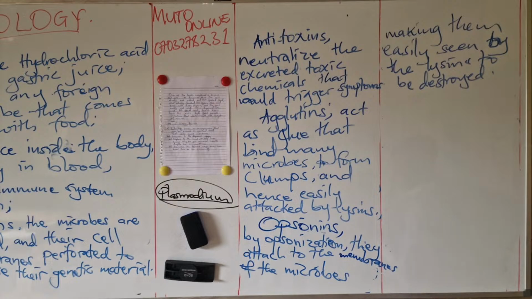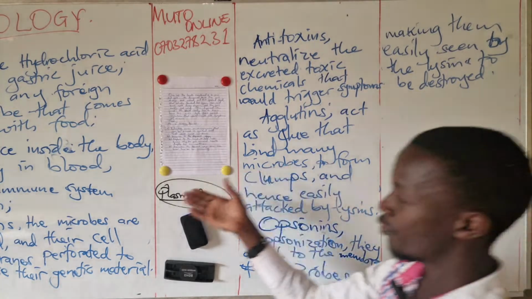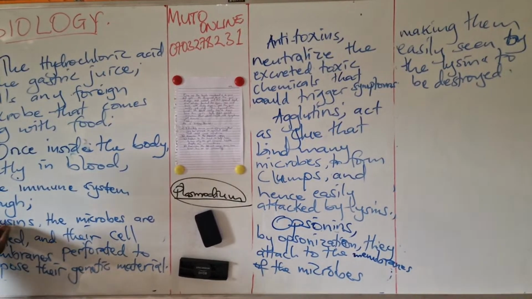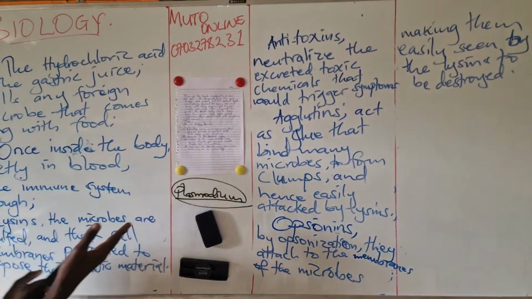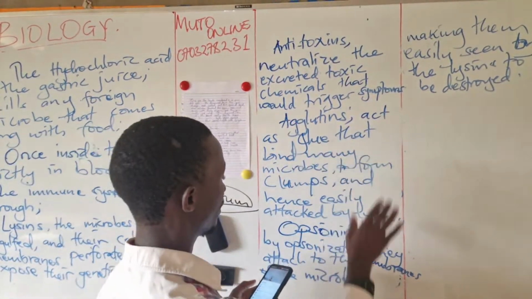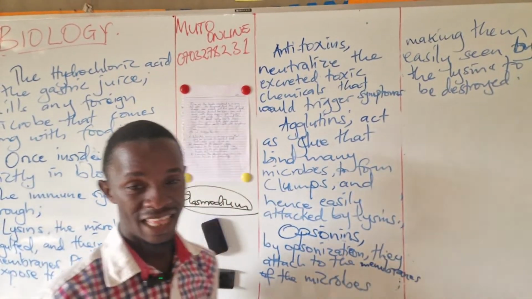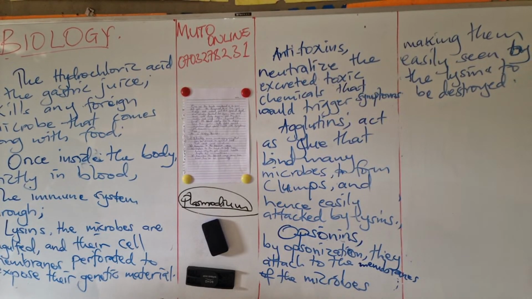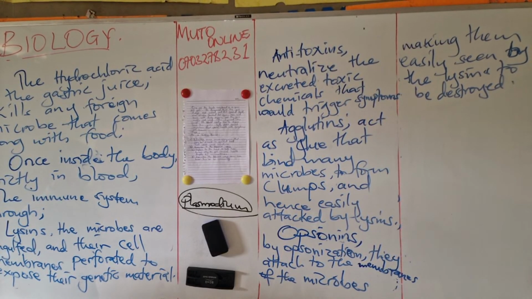So there's a question. There is a contribution. Banek said the body also has white blood cells which fight against microbes. Yes, that is it. And we've tried to go through these microbes: these white blood cells, the lysins, the antitoxins, the agglutinins, the opsonins, and others. So I think we've tried to simplify that.